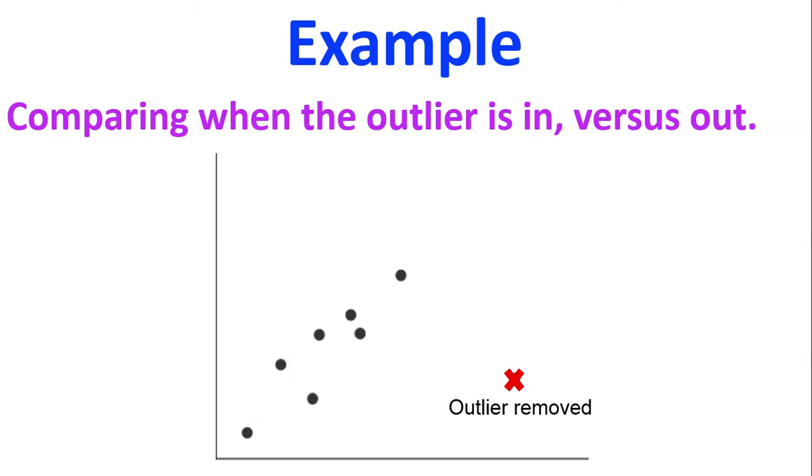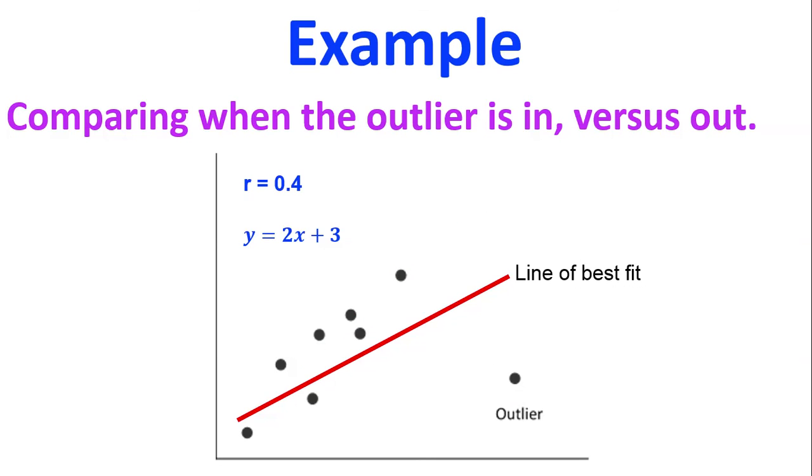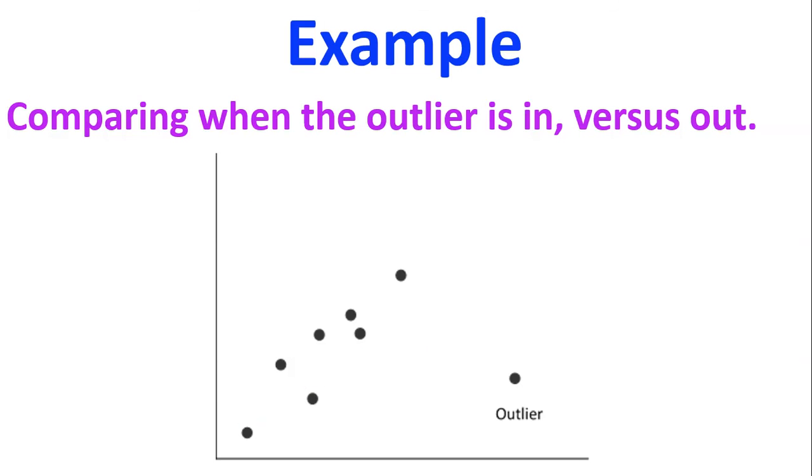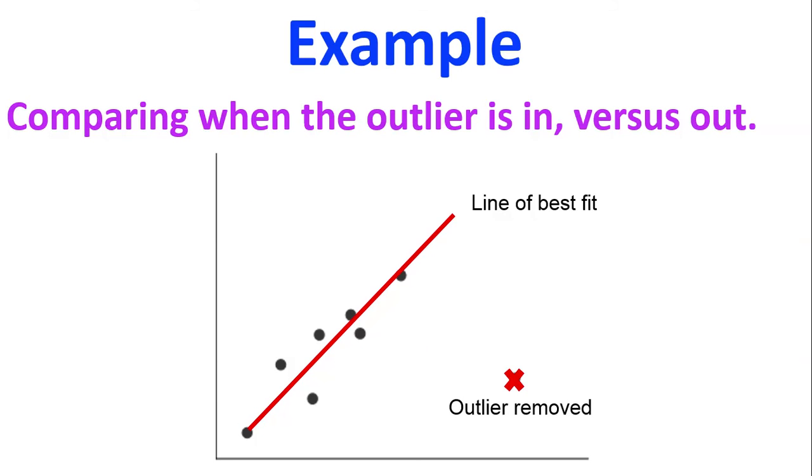Now let's do the same thing, but now we're going to remove that outlier, and we're going to reapply the line of best fit. And you can see that this line of best fit now fits much better through the rest of the data because it's not being pulled down towards that outlier. If I just go back, that was the line of best fit. The gradient was quite a lot lower, and now the gradient has increased and moved up. So our correlation coefficient R has increased up to 0.7, and the line of best fit is now y equals 4x plus 3.